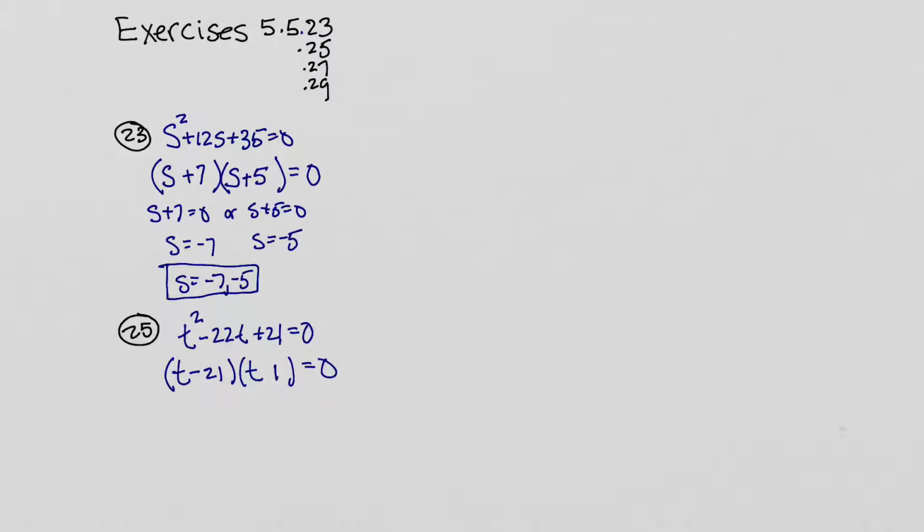So we'll write t minus 21, t minus 1, and then we'll conclude that t is equal to, now here's how we do this, remember, change the sign of the constant, divide by the coefficient. So positive 21 over 1, so it's just positive 21. And from this factor here, we just get a 1. There's our two solutions to this quadratic.